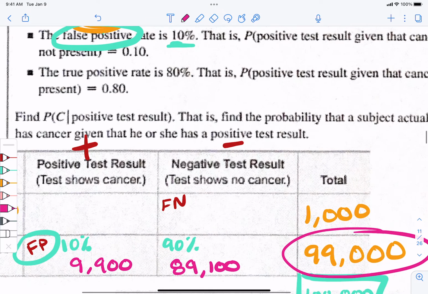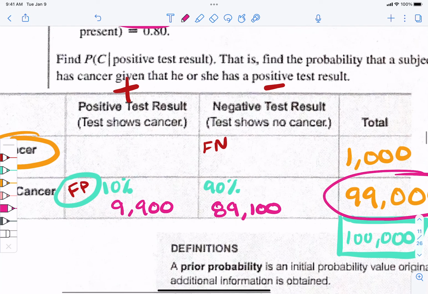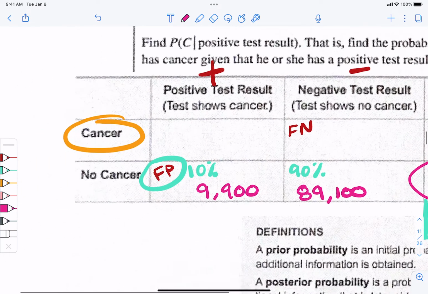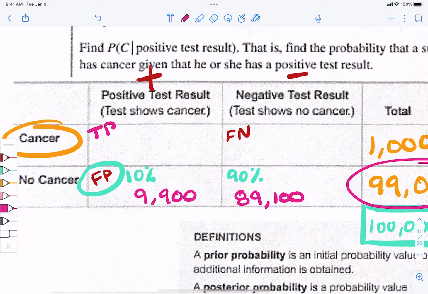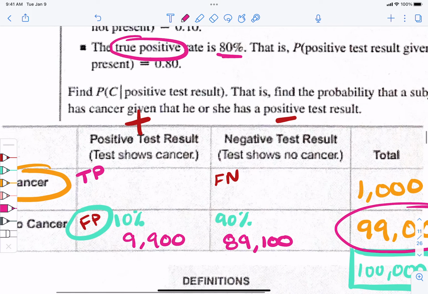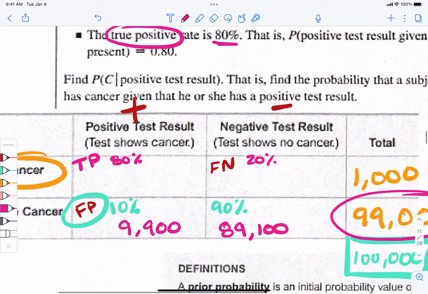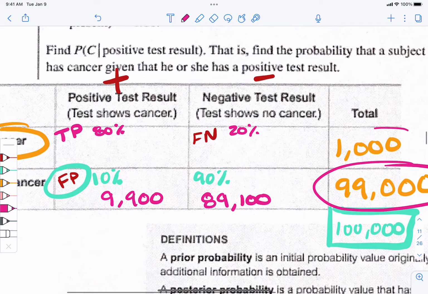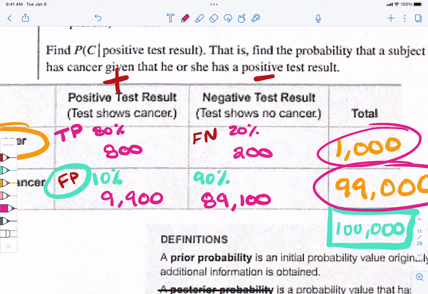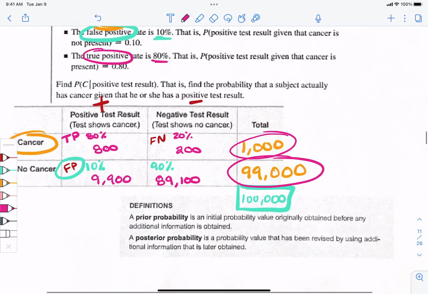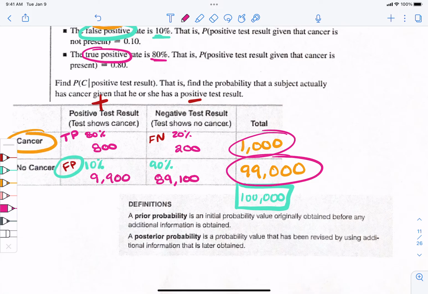Now a true positive rate. A true positive rate is 80%. Where are my true positive people? Positive test result and cancer. These are true positives right here. And this happens 80% of the time, 800, which means 20% of the time we're getting false negatives. 80% of 1,000 is 800. 20% of 1,000 is 200. So they add up like that. These are the numbers that we have from this table. Does that make sense?